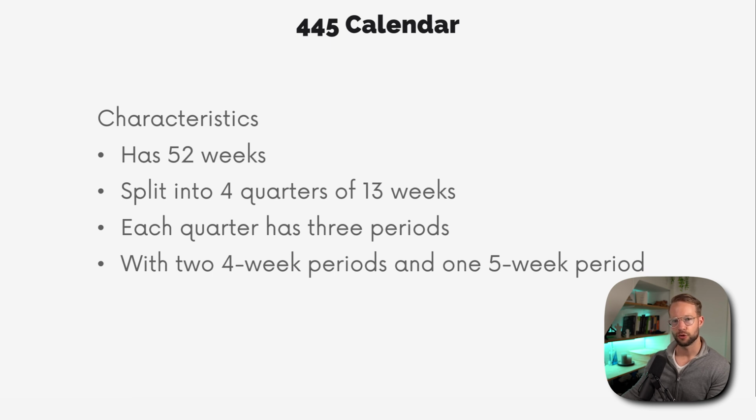Well, if we're looking at the 445 calendar, a quarter consists of two periods of 4 weeks. Those are the first two periods in each quarter. And then the last period in a quarter always has 5 weeks. Now, there are variations of this calendar. You could have a 4-5-4 or a 5-4-4, but the concept is the same. It's just that the number of weeks per period might be slightly different.